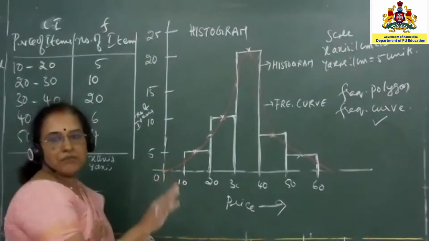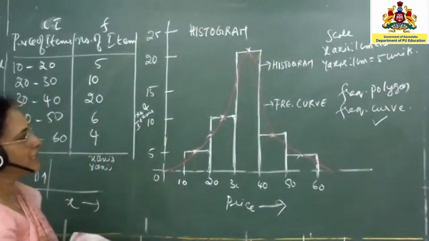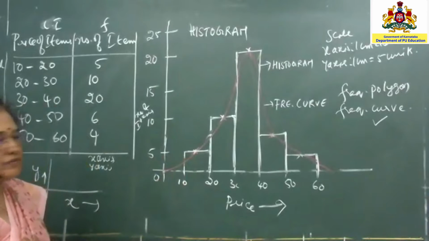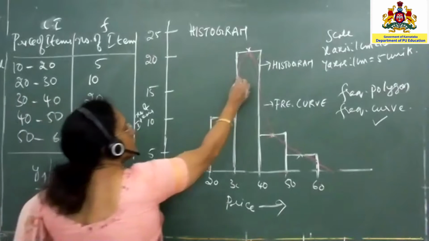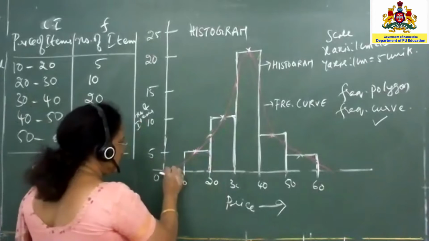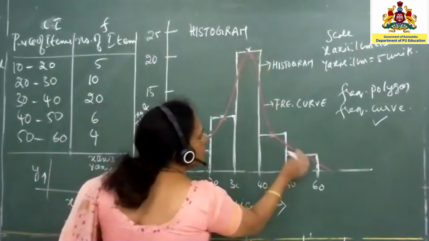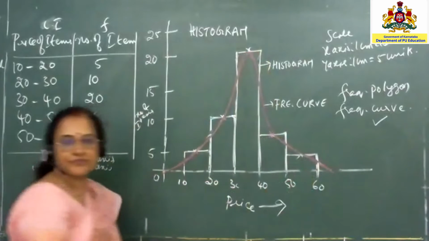polygon. If it is joined by a freehand curve, then we will be getting a frequency curve. Is it clear? So now I think it should be visible.